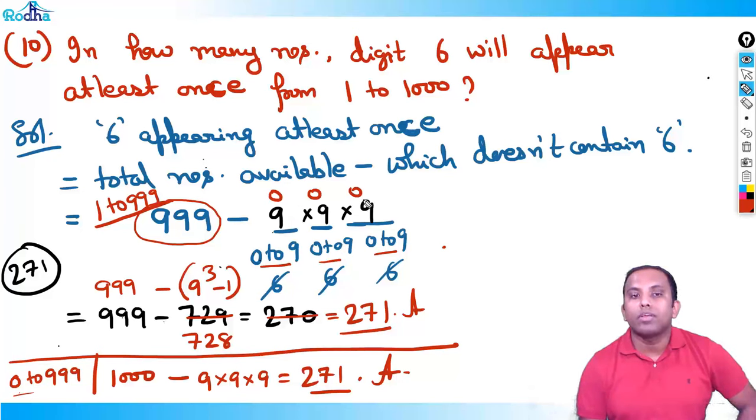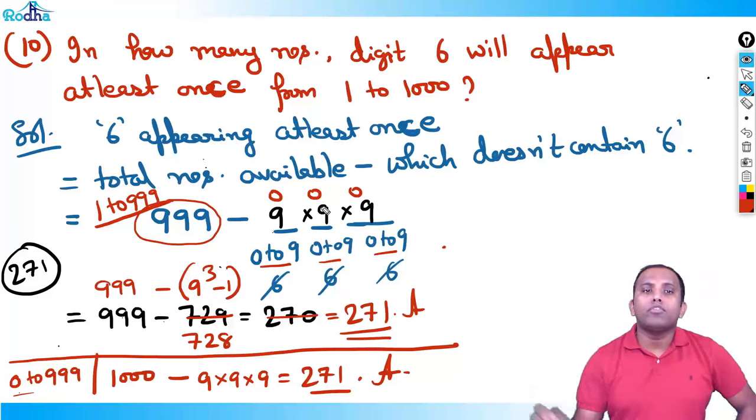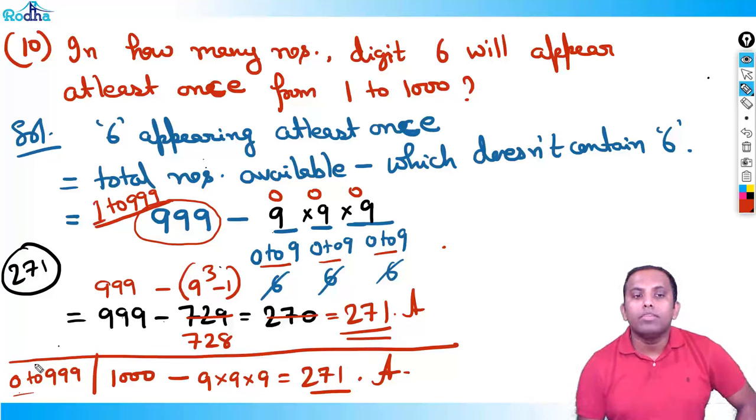In this, 0, 0, 0 is also there, and 0, 0, 0 is not an available number. You have taken from 1 to 999. So I have to subtract this 0, that is 9 cube minus 1. Now it is okay. The answer is 271. If you at all want this 0, you start from 0. You don't take from 1 to 999, you take from 0 to 999.